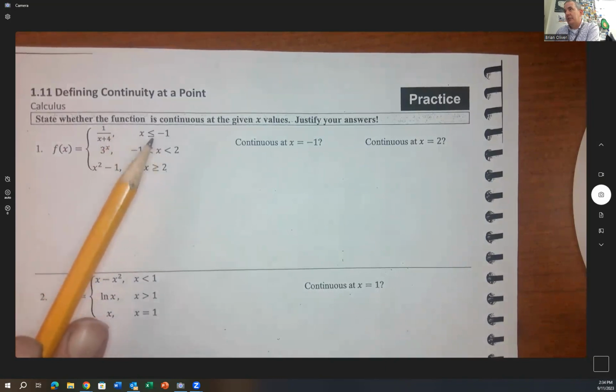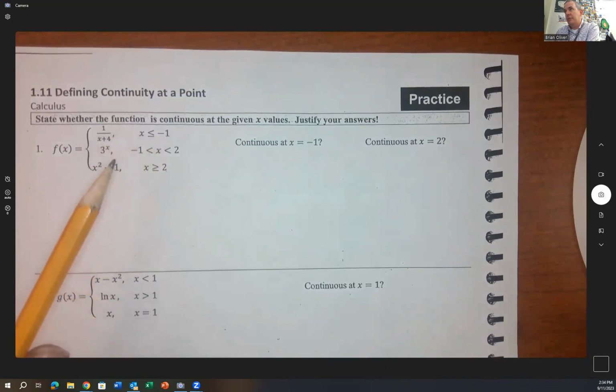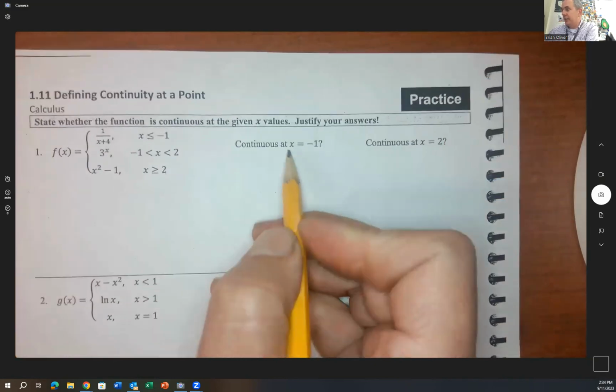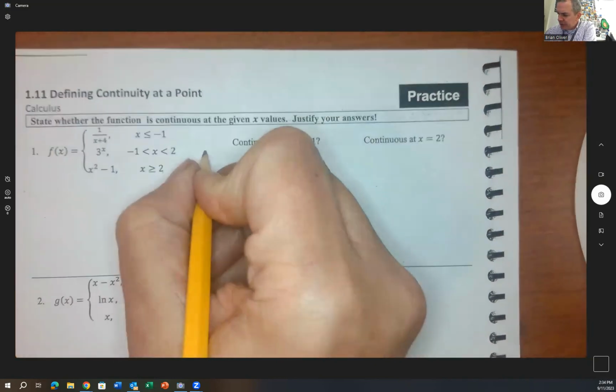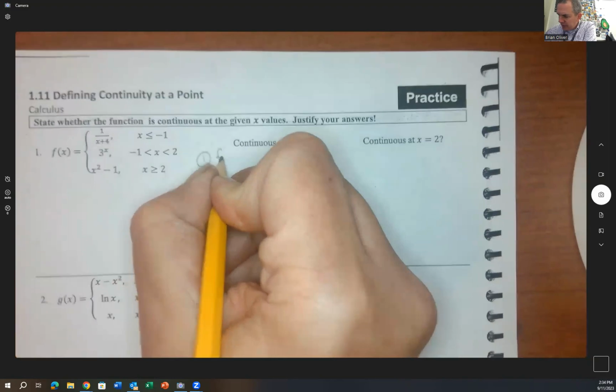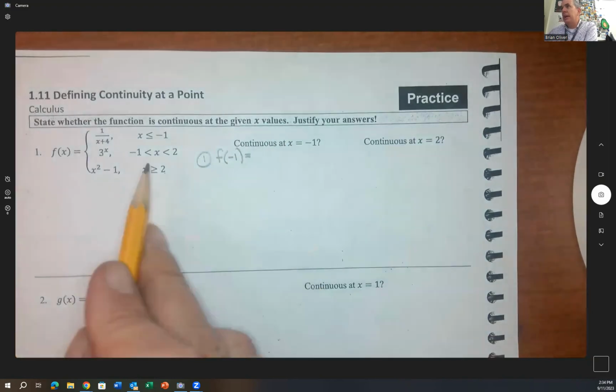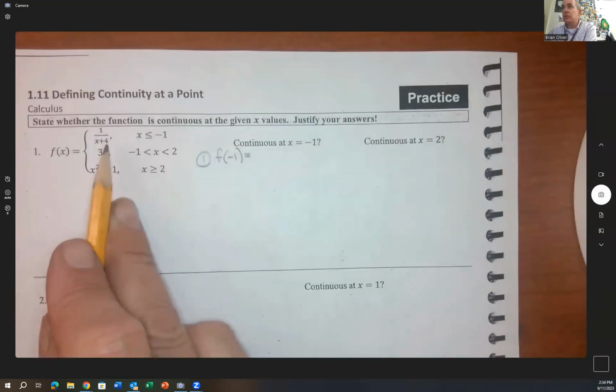So when x is less than or equal to -1, we use the top function. When it's between -1 and 2, we use the middle. And when it's greater than or equal to 2, we use the bottom. So if we're thinking about continuity at x equals -1, the first order of business we always want to do is figure out what is f of -1, what is the value at -1. In that case, that means we're going to use the top function.